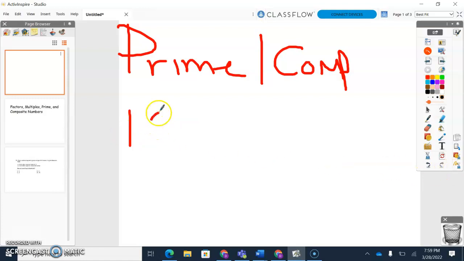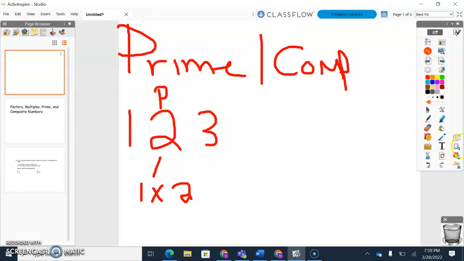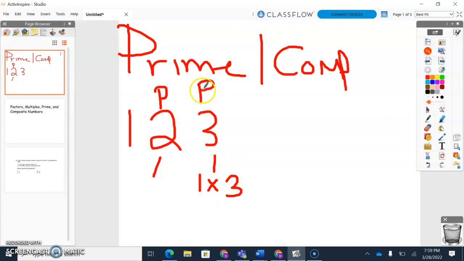All right. So what about the number 2? The number 2 is prime. Think about your factors of 2. 1 times 2. Are there any other factors? No. So this is considered a prime number. So we're going to put a P for prime. What about the number 3? What are my factors of 3? Good, just 1 times 3. Are there any other numbers you can multiply to get 3? Nope. So 3 is prime.